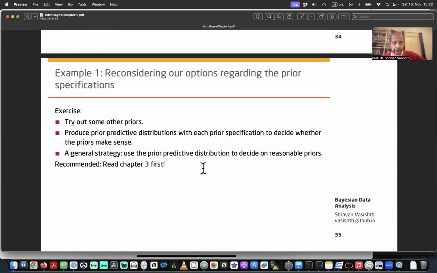So one important use of the prior predictive distributions check is to use it to decide if your priors are reasonable. This is before you've seen any data, by the way. So you don't actually look at the data and then decide what your priors are going to be. That would not be a prior anymore, right? So you should be coming up with your priors before actually collecting your data.